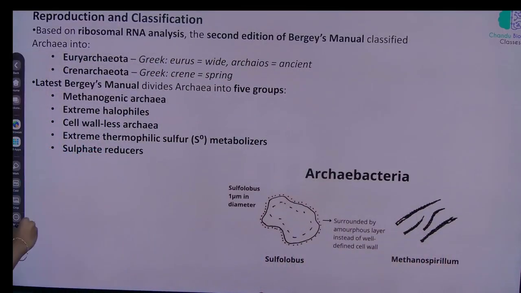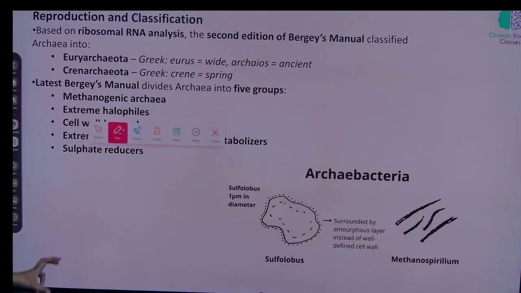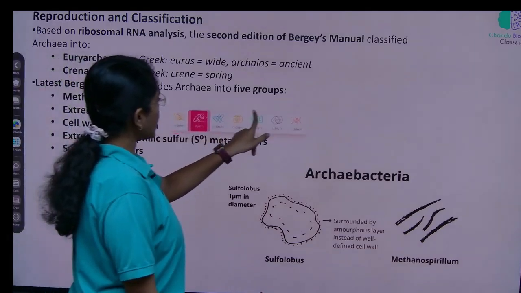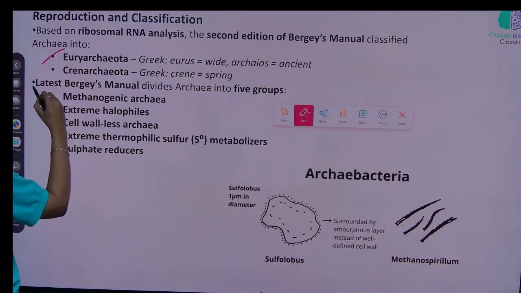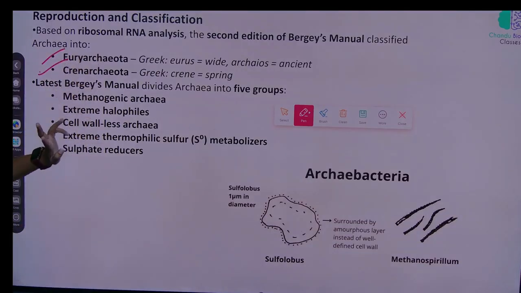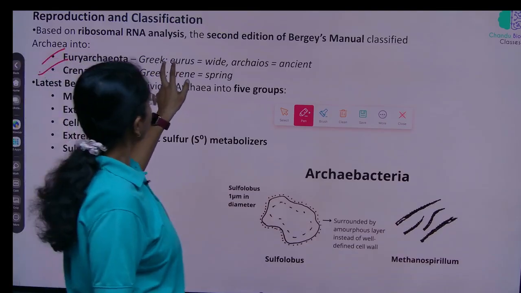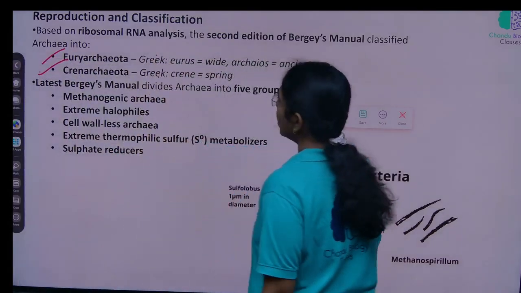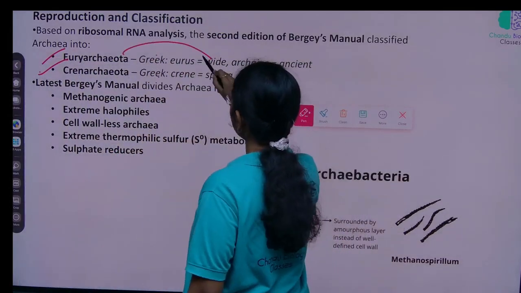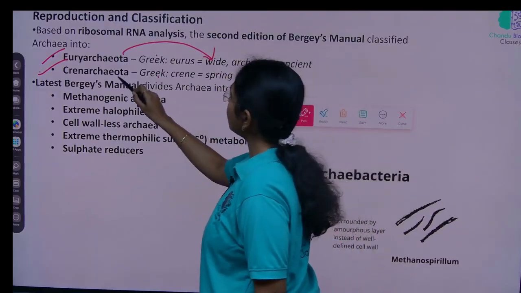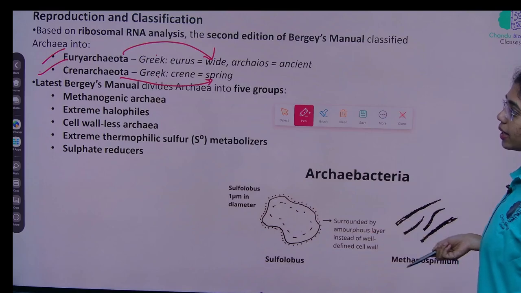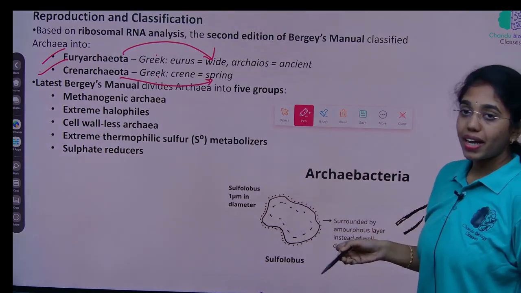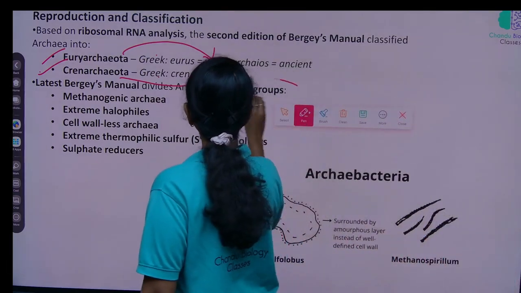Based on ribosomal RNA analysis, the second edition of Bergey's Manual has classified archaea into two categories: Euryarchaeota and Crenarchaeota. Both names are derived from Greek. Euryarchaeota means wide ancient archaebacteria, and Crenarchaeota means spring ancient archaebacteria.